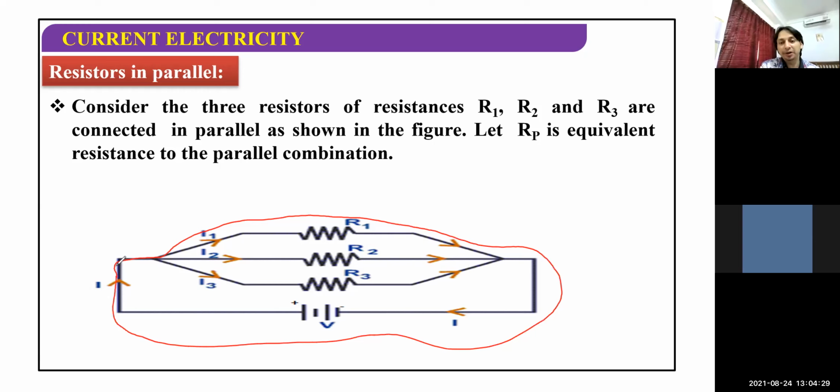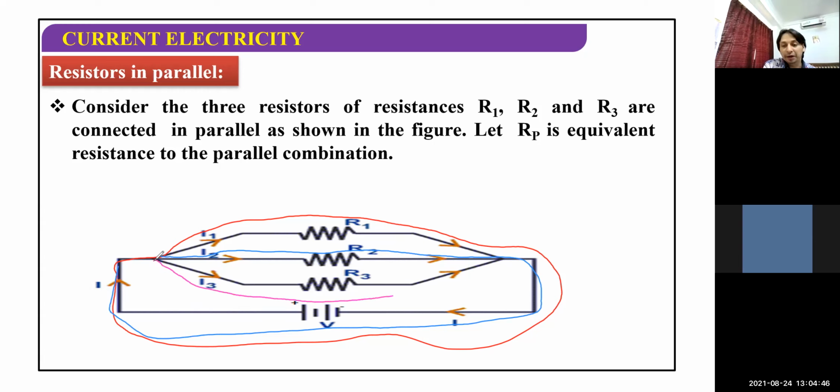Second, let me take another color. The second loop will be that the current can pass through the second resistor and can follow this path. This is our second loop. The third one will be that the current at this point can follow this loop and can flow.